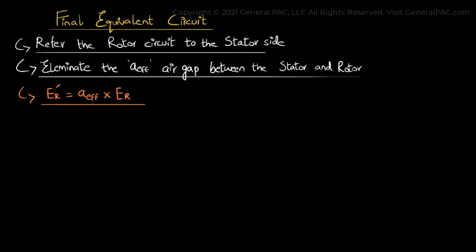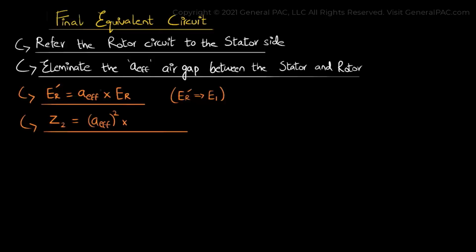Hence, ER is equal to AEFF times ER0. And ER will be represented in the final equivalent circuit as E1. I know it's a little bit confusing, but we really need to keep track of all of our variables like this. Now, the second thing is multiplying the square of AEFF with the rotor impedance. To refer it, we can express the obtained result as Z2.